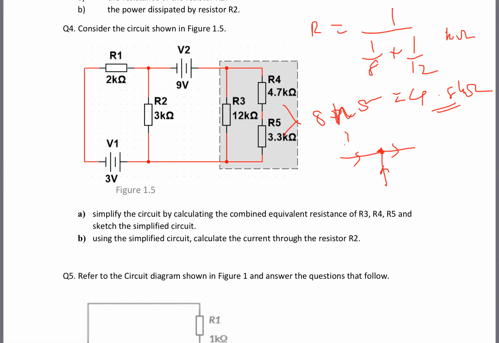For example, if I write I1, this is I1, this is I2, then I3. What is the relation between these three current values? Incoming are I1 and I2. These are the incoming values, which should be equal to I3. Got it? Yes. So that means it's a balanced system. Incoming current should be equal to outgoing current.